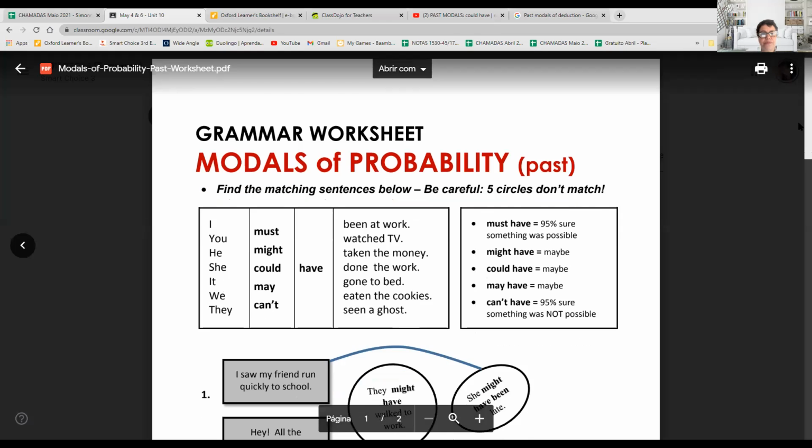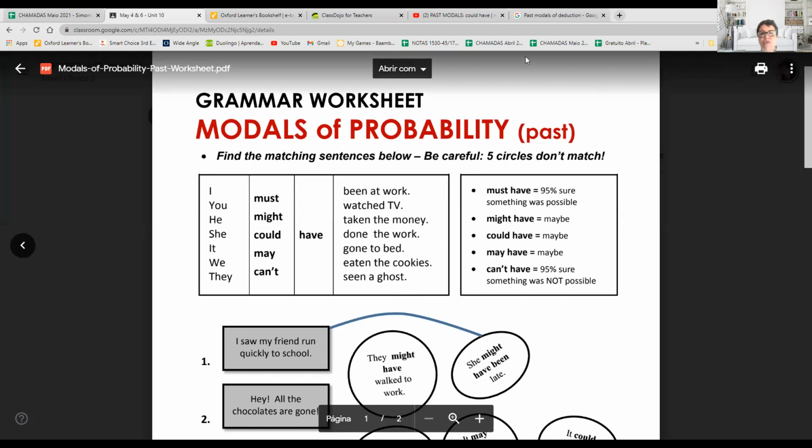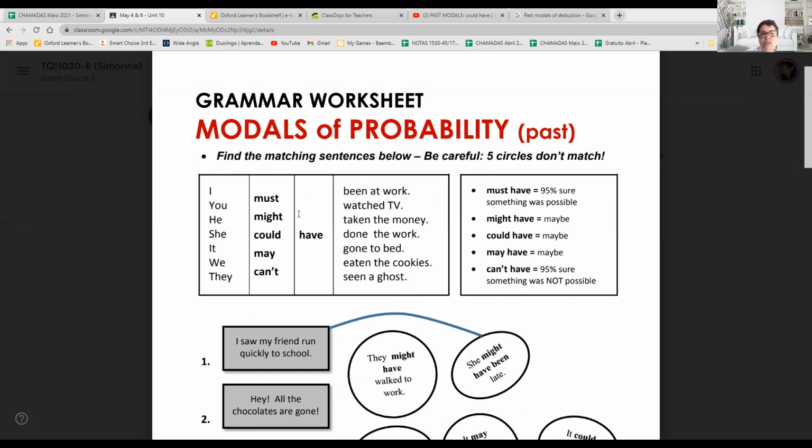This is one good idea. Look, can you see that? Can you visualize that? Yes? Great. So, modals of probability in the past. Find the matching sentences below. Be careful, 5 circles don't match. Here we have a brief chart with some examples, right? And here they are showing, look, must have, I say when I'm 95% sure that something was possible.